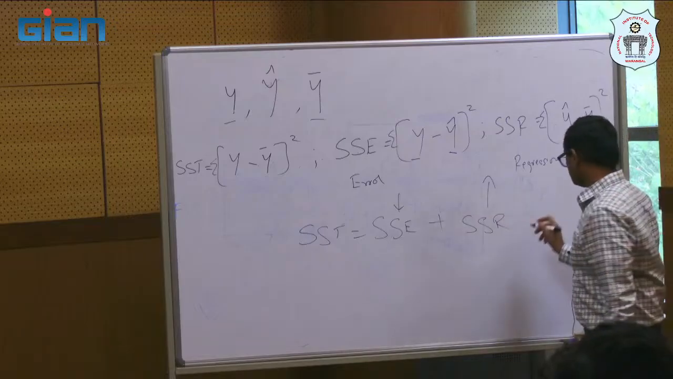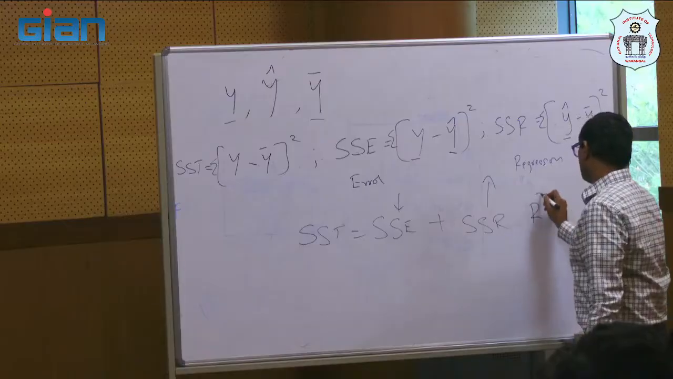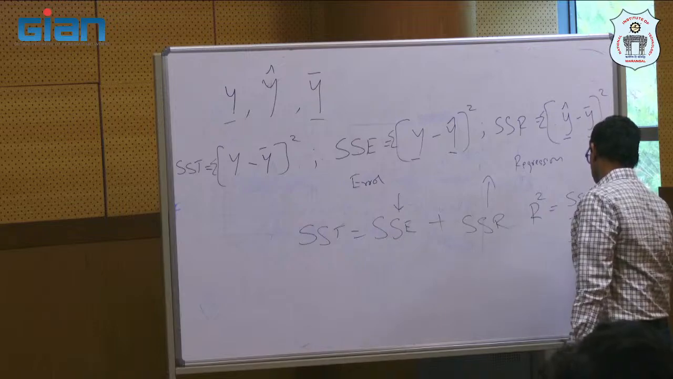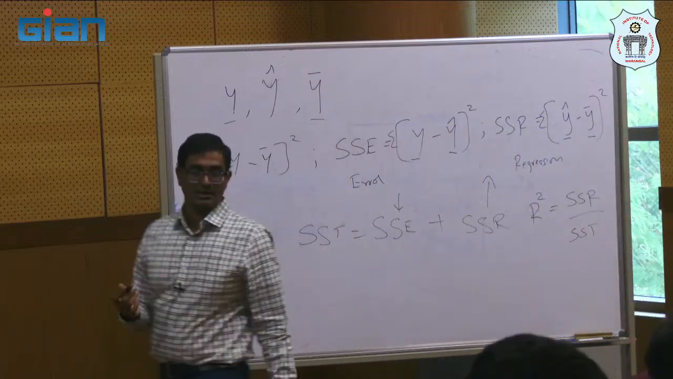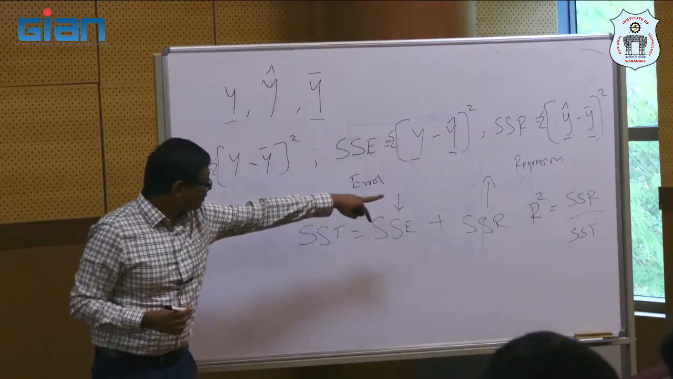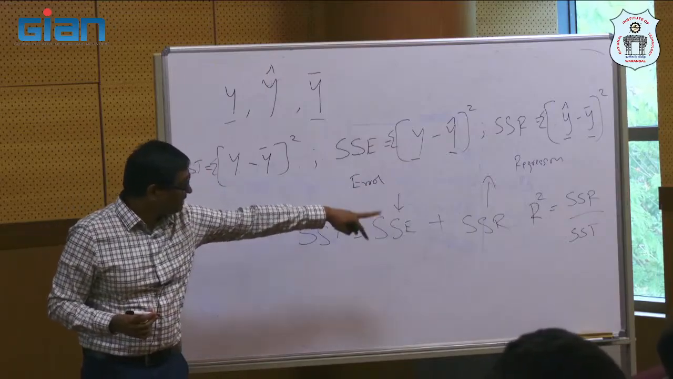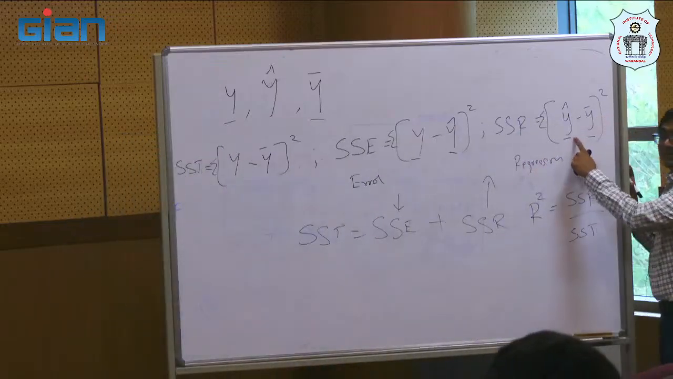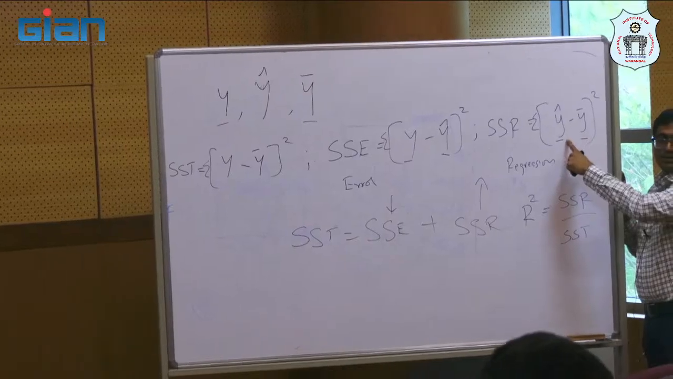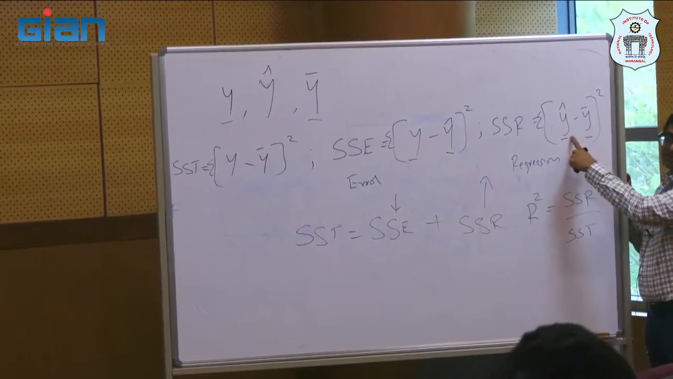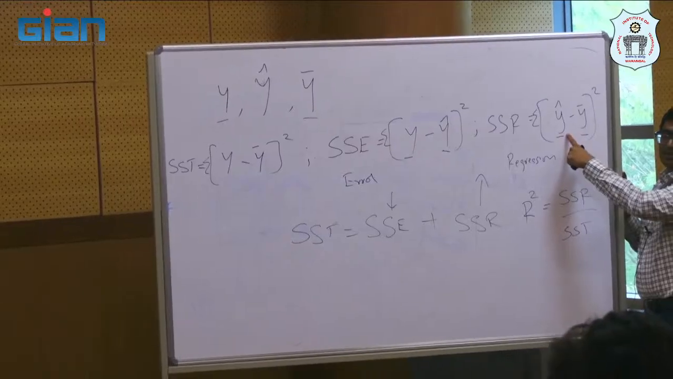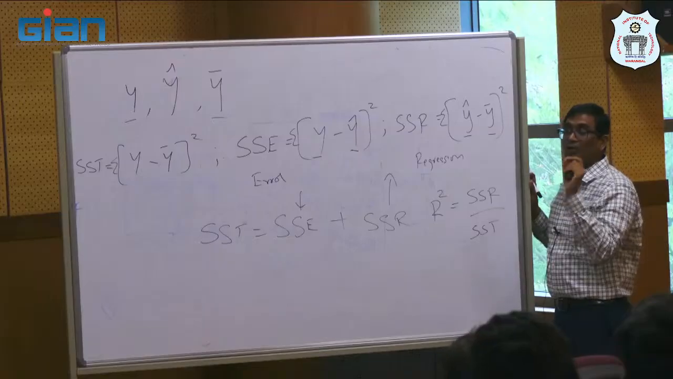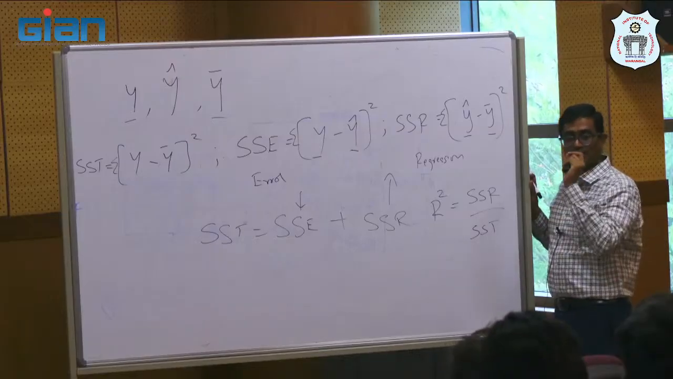And now, using this, we define R square as SSR over SST. So this is what we get in terms of improvement versus total error. Now, if my model happens to be the average model, y hat will be same as y bar. In that case, SSR will be 0. So that will be the lowest point for R square. R square starts at 0.